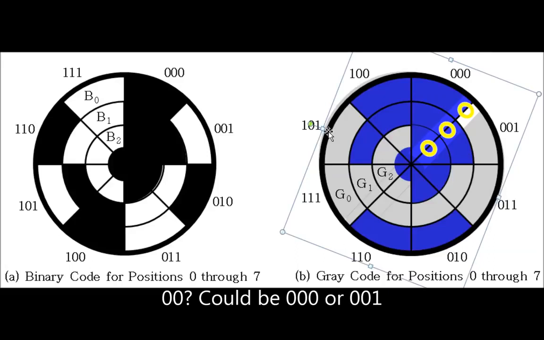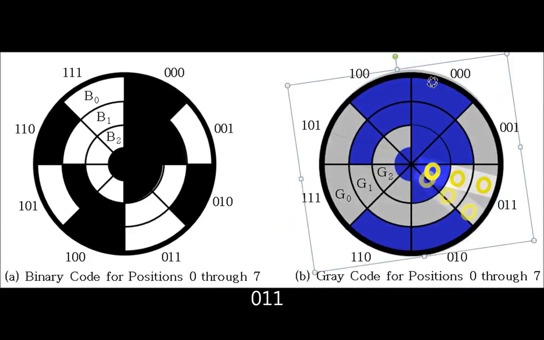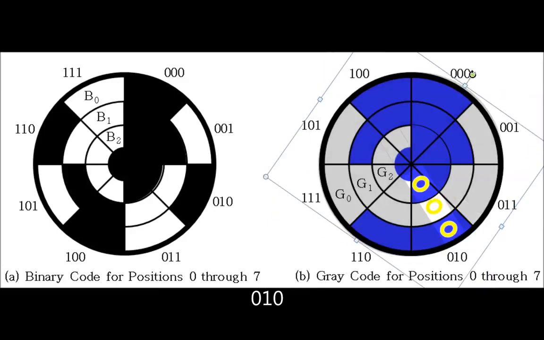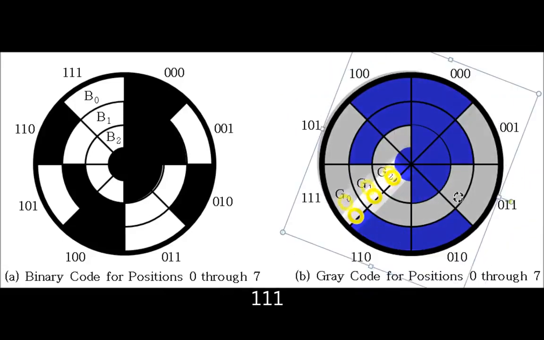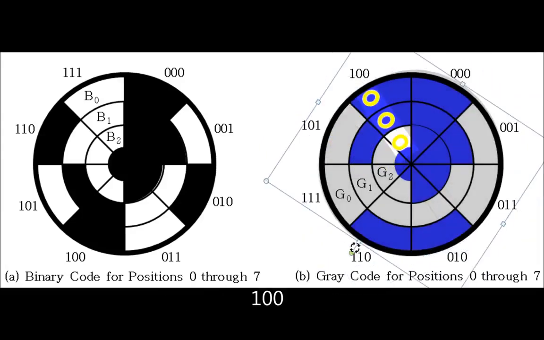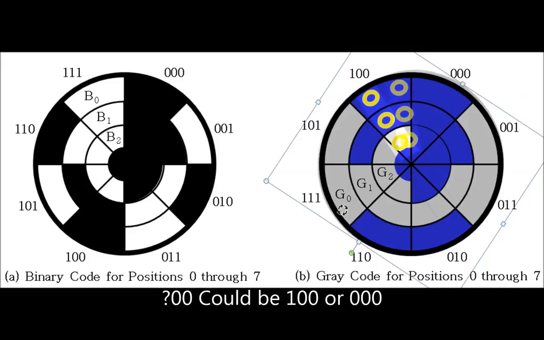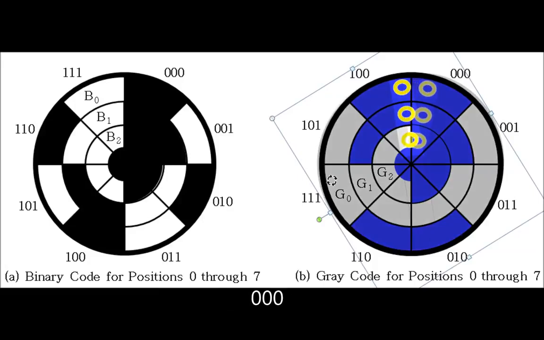So between 0 and 1, it's just that first bit that's changing. Between 1 and 2, it's the second bit that's changing. Between 2 and 3, it's the first bit that's changing again, and so on. So as we go around, you'll notice that there's never an ambiguous state where there's a possibility of more than 2 resulting states, even going back between the 7th state and the 0th state. So that is between 1, 0, 0 and 0, 0, 0. So great, we used the gray code for our shaft encoder.